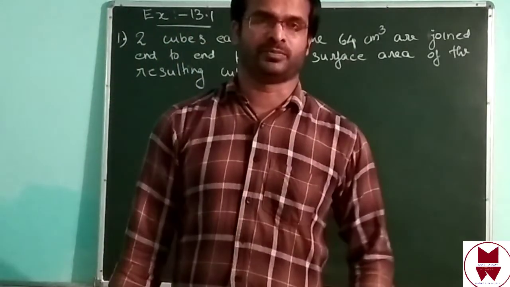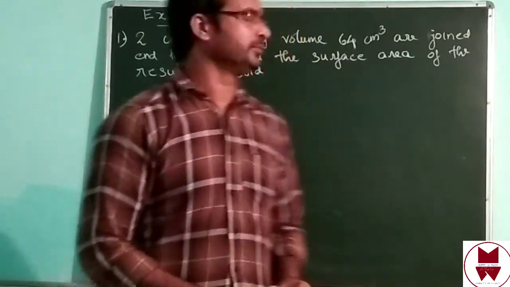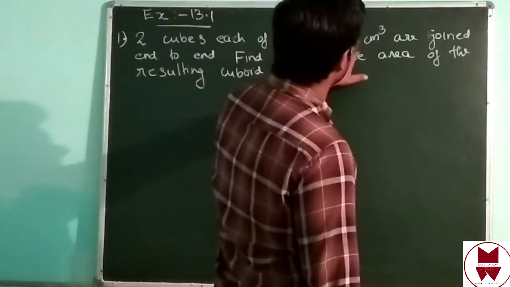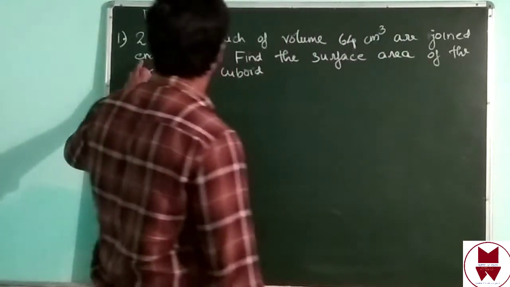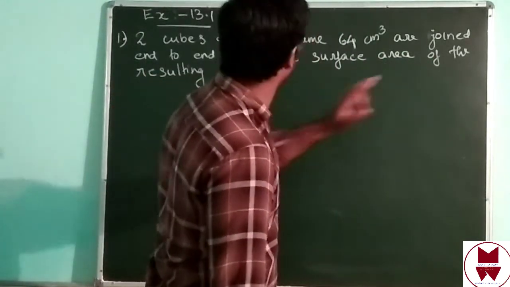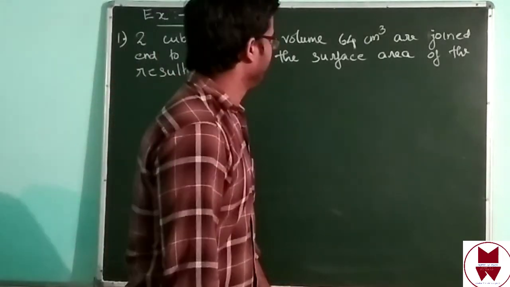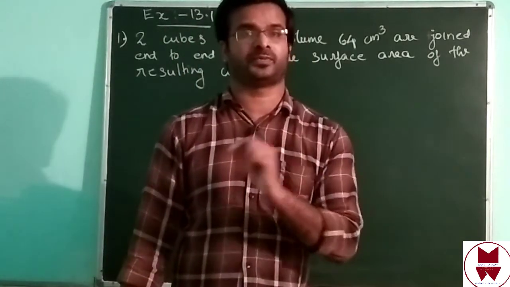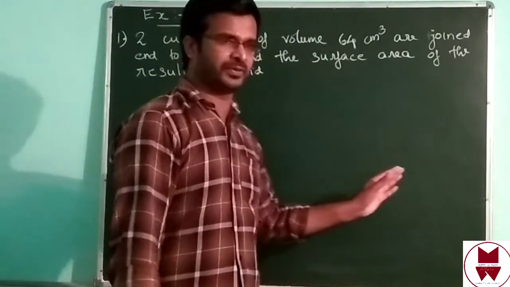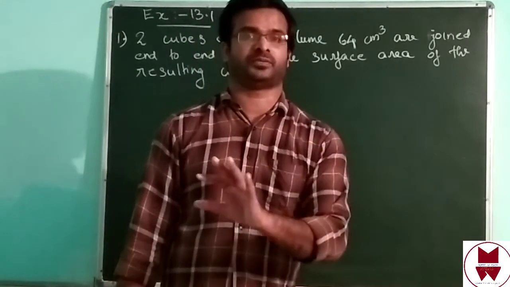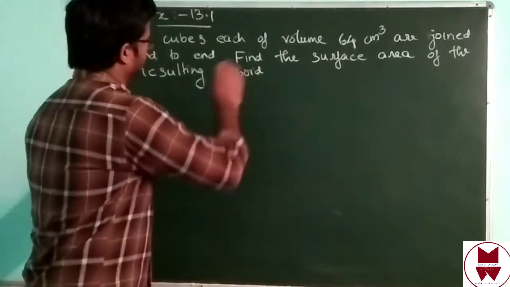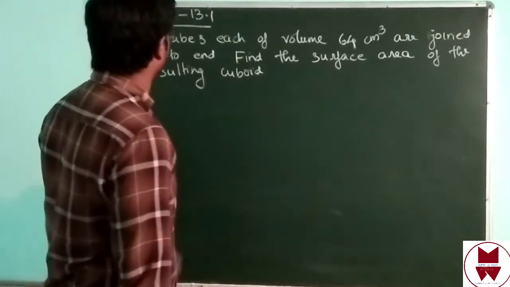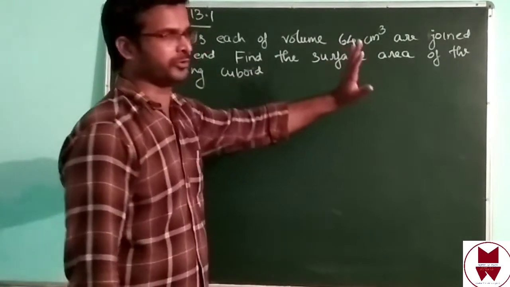Now we can see question number 1, exercise 13.1. Two cubes each of volume 64 centimeter cube are joined end to end. Find the surface area of the resulting cuboid. In here we have to find out surface area. Surface area means total surface area. Okay, they have given only the surface area to find. Then they have not given length, width and height, nothing. Okay, they have given only the volume of the cube.